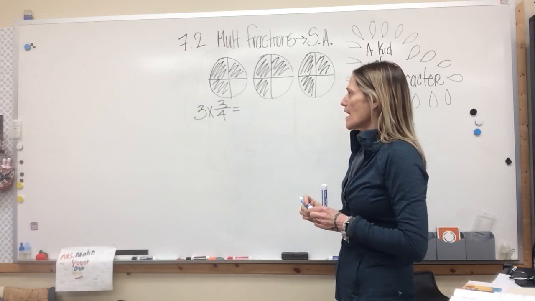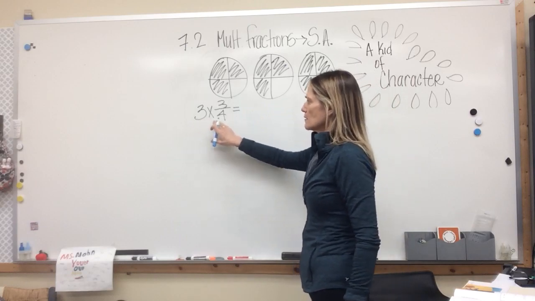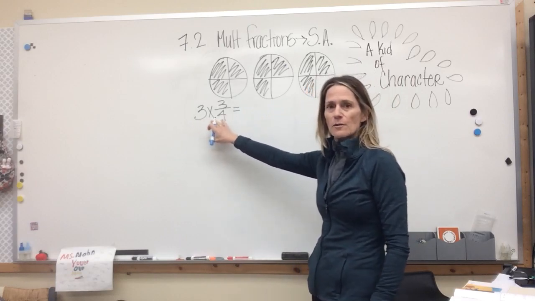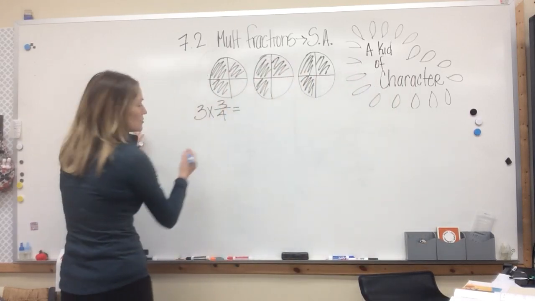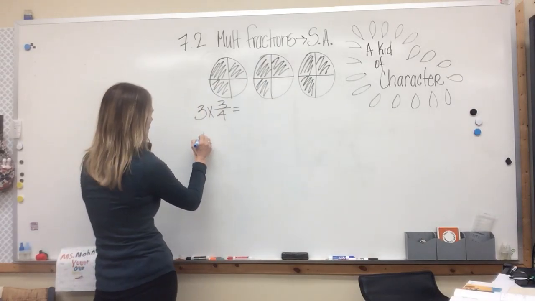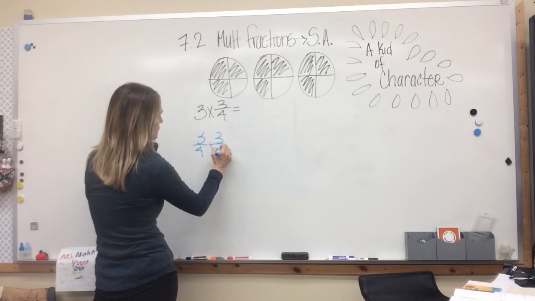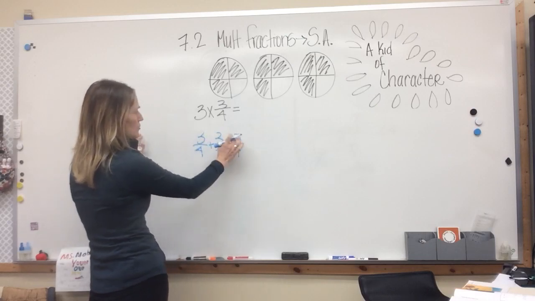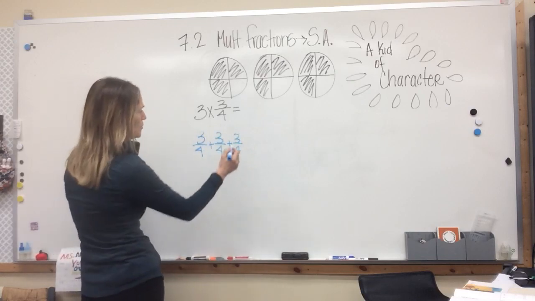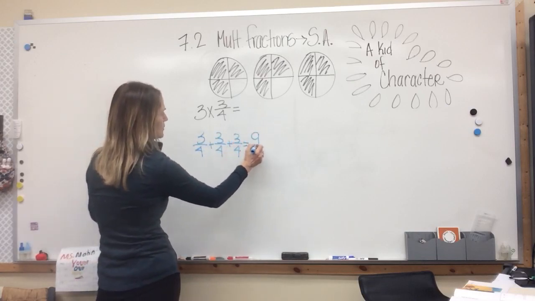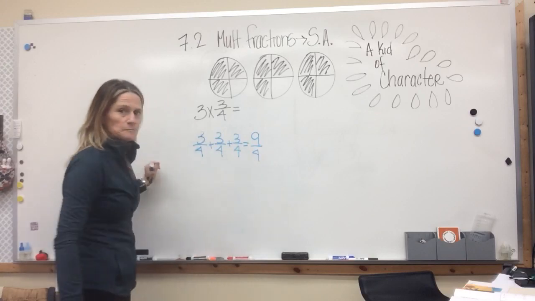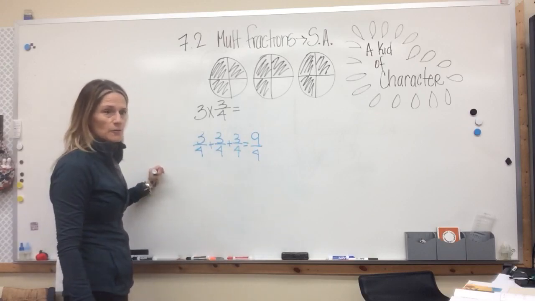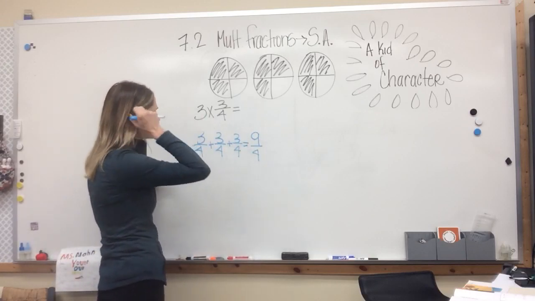We know that multiplication is simply repeated addition. So I could solve it this way. I could say 3/4 plus 3/4 plus 3/4. 1, 2, 3 groups of 3/4. That equals 9/4. I can't leave 9/4 that way because it's an improper fraction.